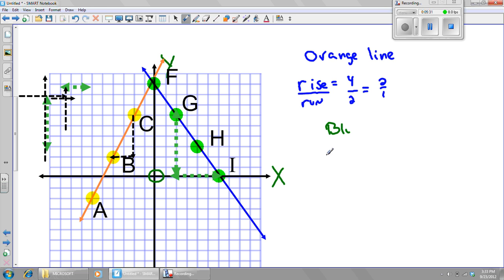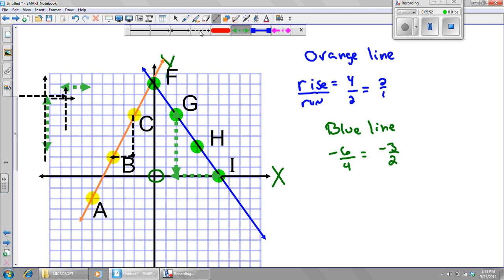The slope for the blue line, now of course I forgot what I counted, but I think I went down 6, and then I went right 4. So the slope for the blue line is -3/2. And it means I go down 3, right 2, down 3, right 2. And if I keep doing down 3, right 2, I always hit the line.